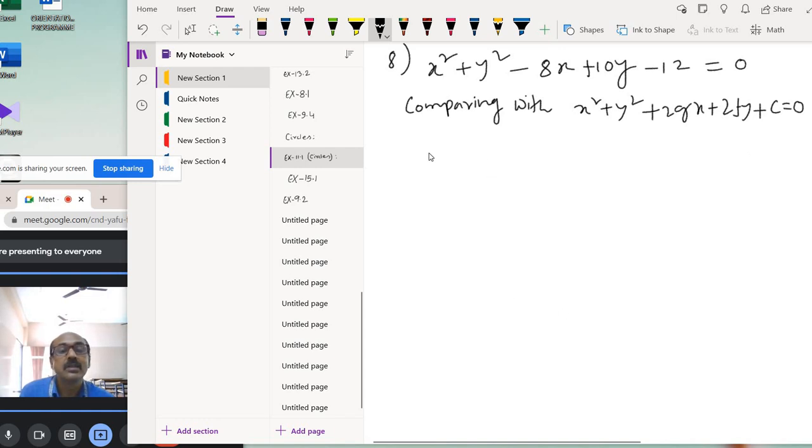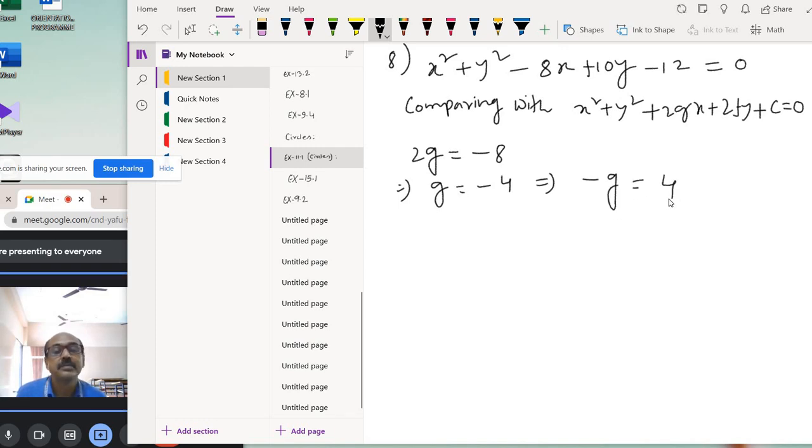So we get 2g equal to minus 8. 2g, coefficient of x, equal to minus 8, then g equal to minus 4. So minus g equal to 4. Now coefficient of y, 2f equal to 10. Y coefficient 10. So f equal to 5.